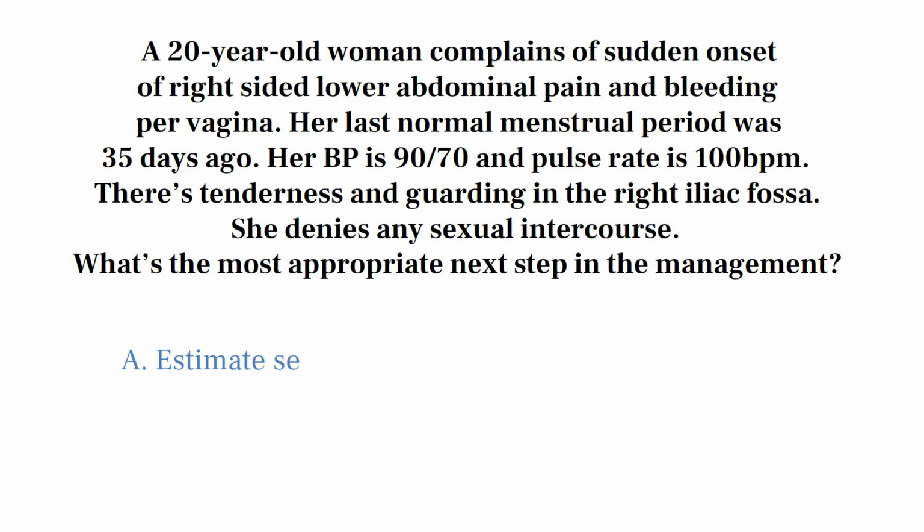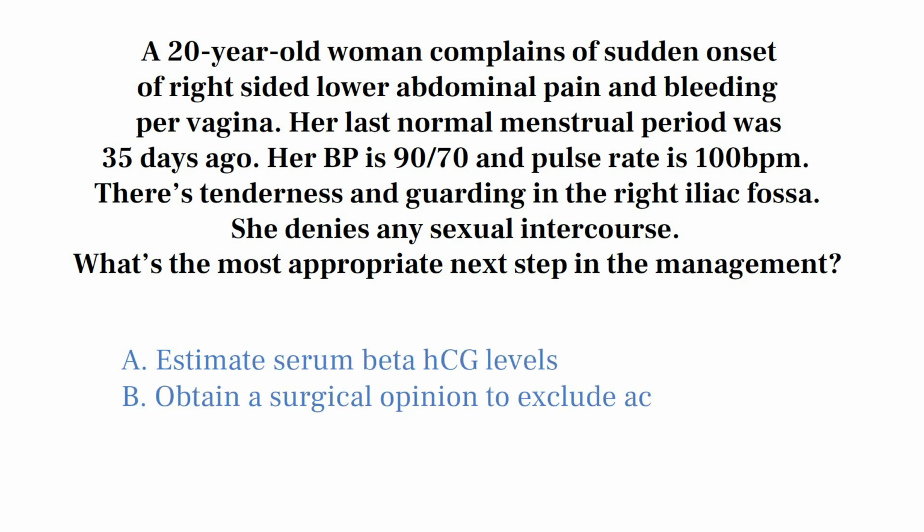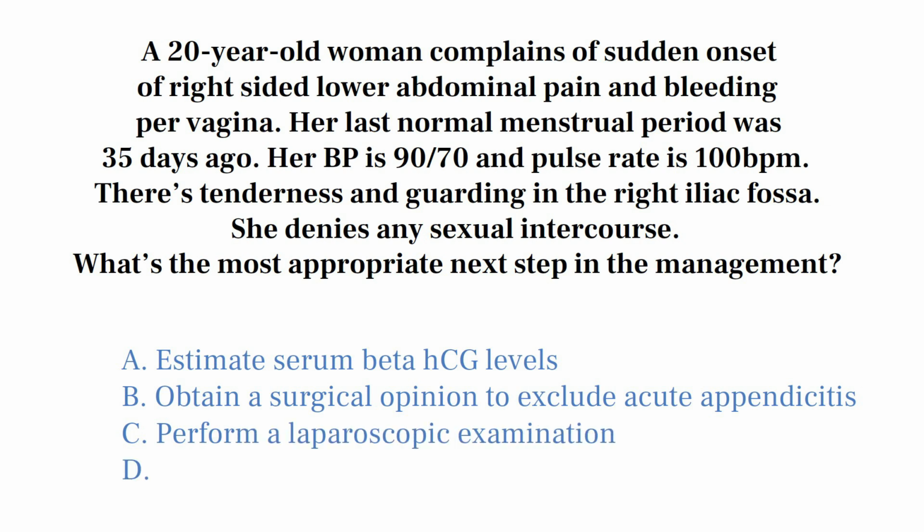Answer A is estimate serum beta HCG levels. B is obtain a surgical opinion to exclude acute appendicitis. C is to perform a laparoscopic examination. Answer D is perform a transvaginal ultrasound scan.